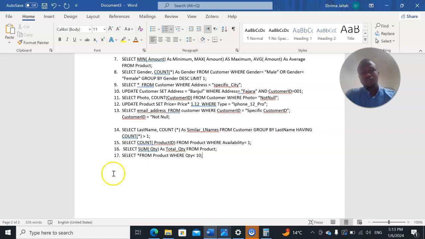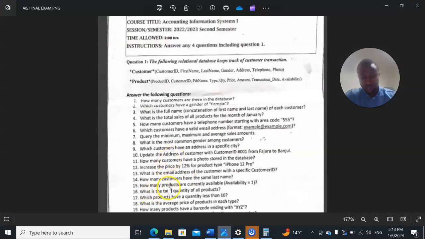Okay, so you can see if you write something like select all from product where quantity is less than 10, it's going to give you what? All the quantities that are what? Less than 10. Okay, so what is the average price of product in each type? What is the average price? So we are calculating average on the price of product of each type of the product.